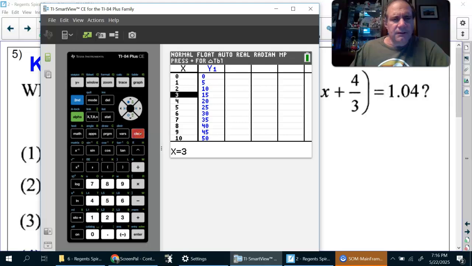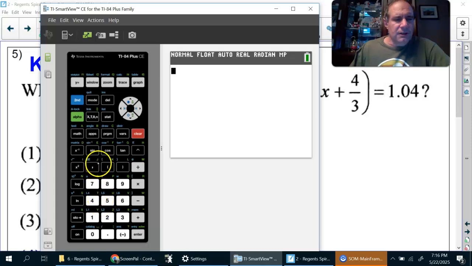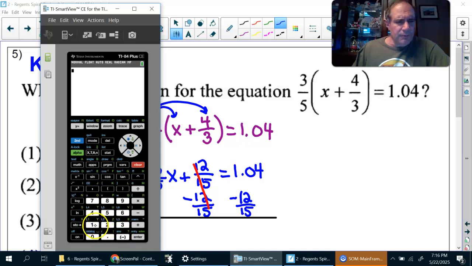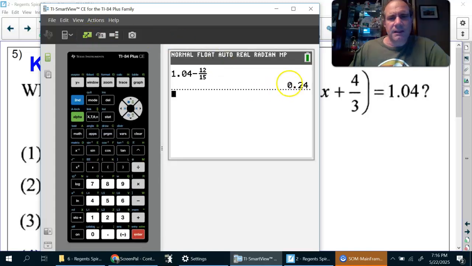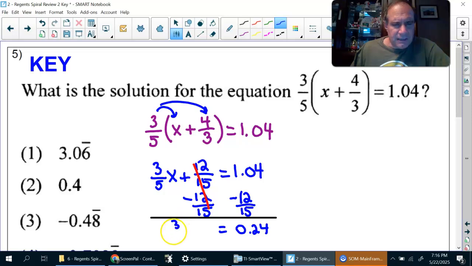So I'm going to clear this out. Go to graph, clear it out first. And I'm going to put 1.04 minus 12/15. And that is 0.24. And you can see it right there, 0.24. That's the way I'm going to put that in. So I'm just going to put that 0.24 down here equals 3/5 x.